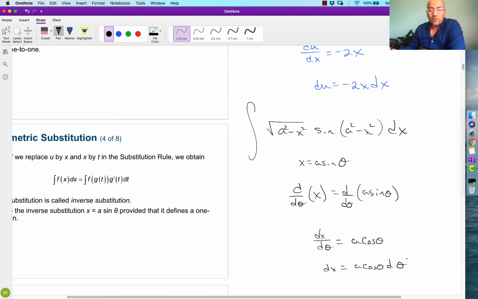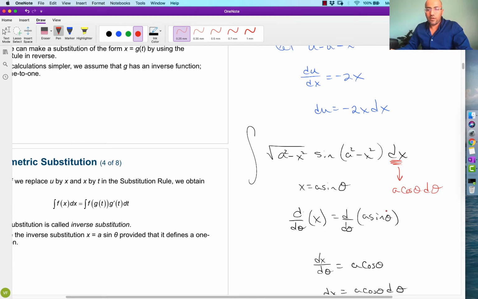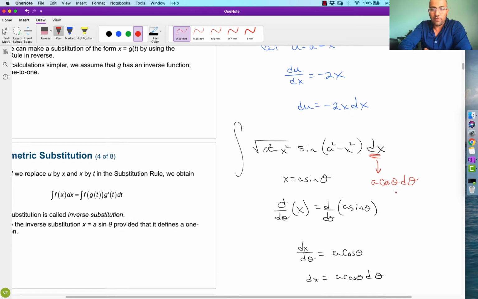Okay, so my dx is already right here. So this would be replaced by a cosine of theta d theta. Right? Did you guys catch that? Hopefully you caught that subtle difference. Let me point that out one more time if I can zoom out a little bit.